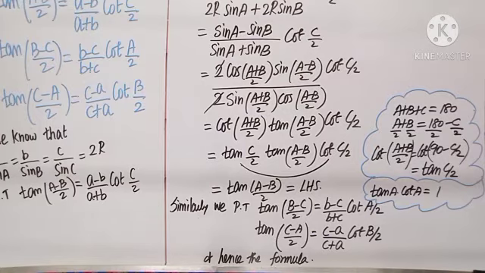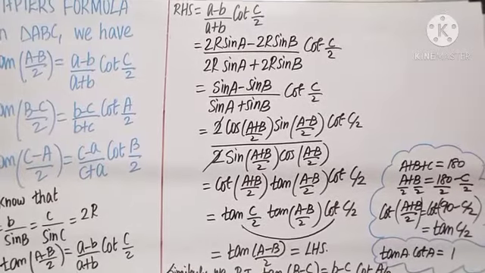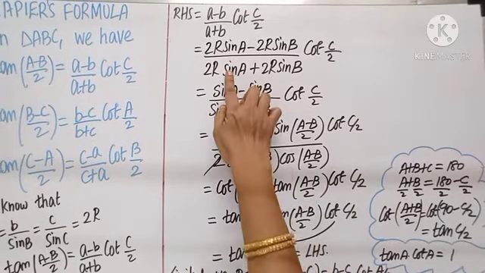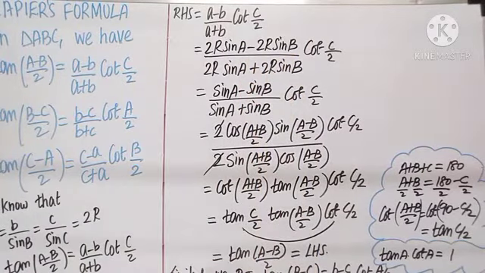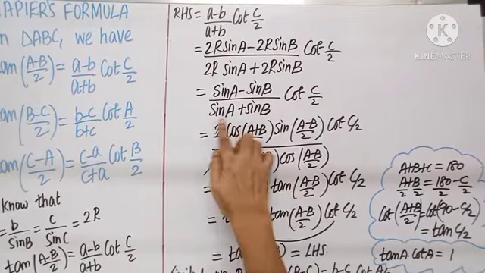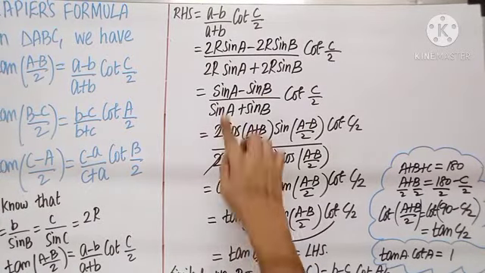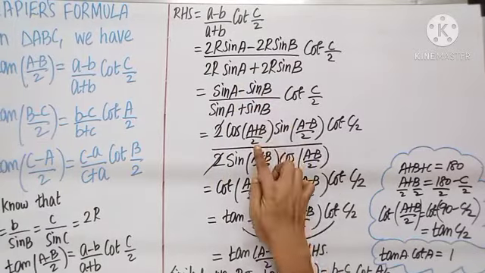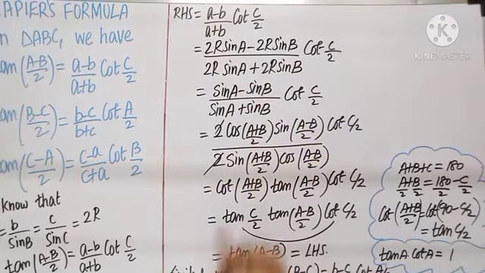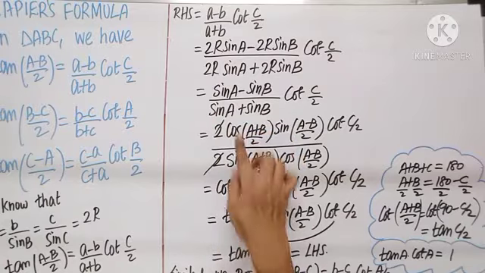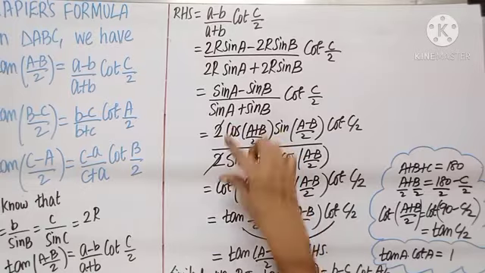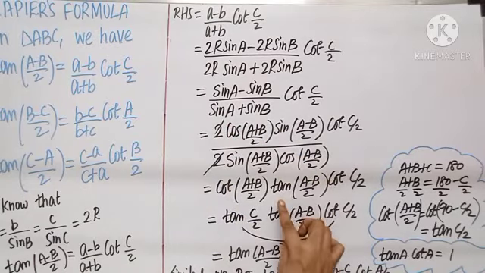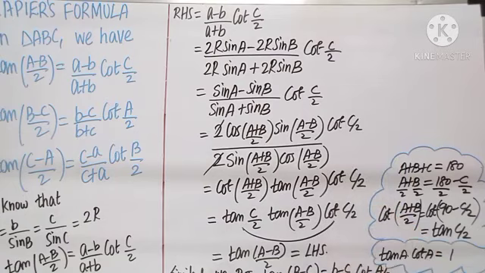Let us recall, starting from the RHS, (a minus b)/(a plus b). We are using the sine formula, cancelling 2R by taking it common. We are left with (sin A minus sin B)/(sin A plus sin B). This is 2 cos (A plus B)/2 sin (A minus B)/2, and the denominator is 2 sin (A plus B)/2 cos (A minus B)/2. Cos by sin is cot, sin by cos is tan, and cot C/2 we write as it is.